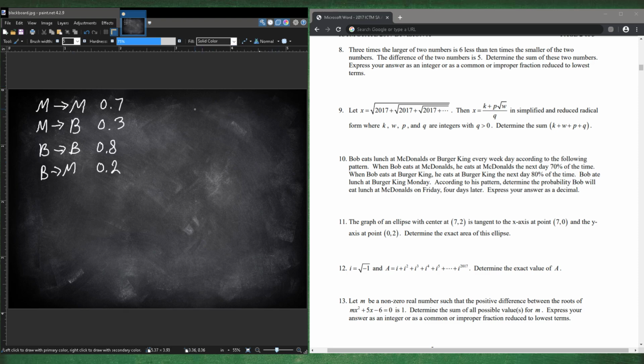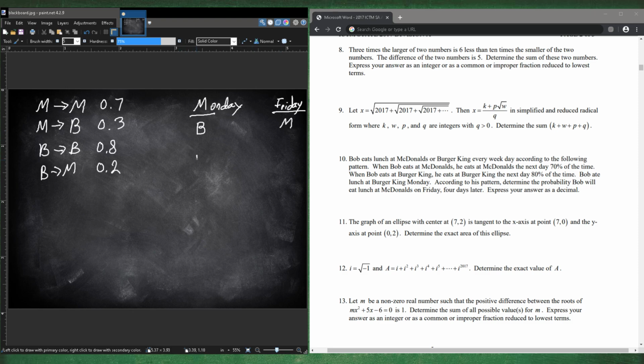Okay. So Bob ate lunch at Burger King on Monday. So determine the probability Bob will eat at McDonald's on Friday, according to this pattern. So what's the probability that he eats at McDonald's on Friday, given that he ate at Burger King on Monday?